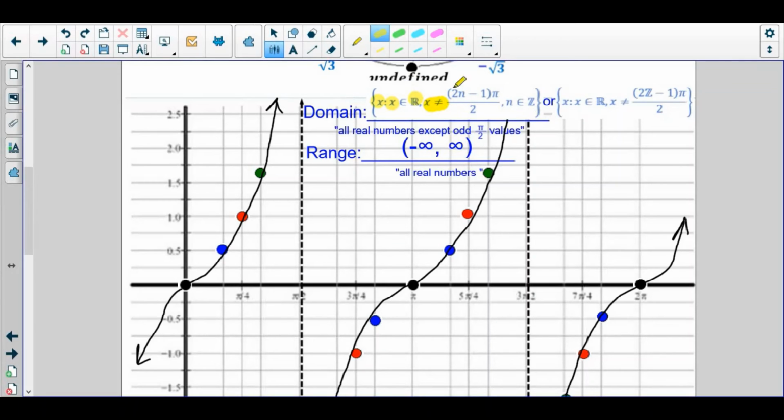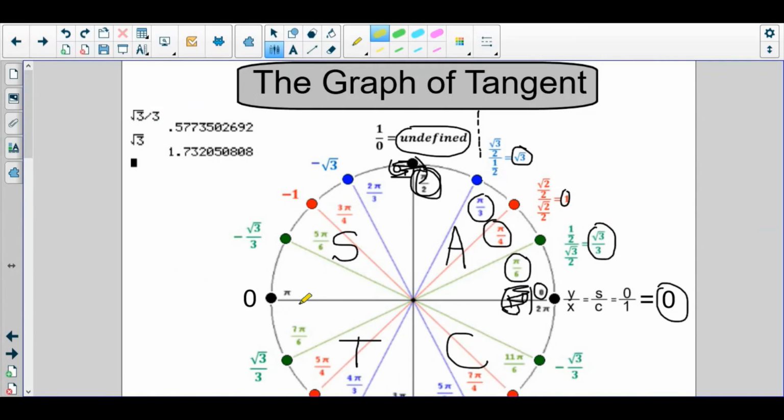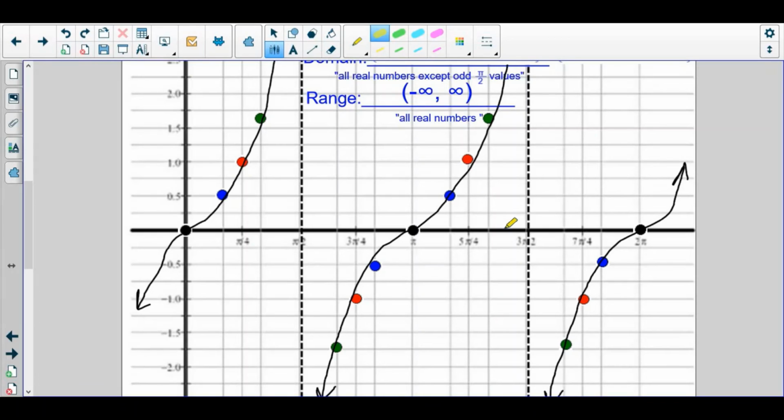So where in the world did this come from? This actually is a review from the chapter on sequences and series. So I have a little demonstration of how this happens. As you see, on this graph we have asymptotes at 1, 3, there'd be another one at 5, and there'd also be ones at -1, -3, and -5. So if I take a look at that, I have 1, 3, 5, 7, and so on.